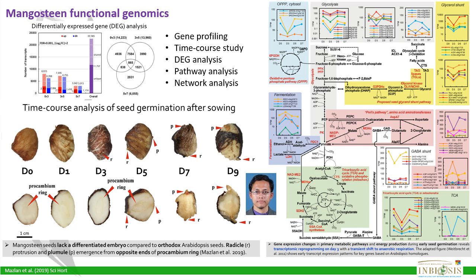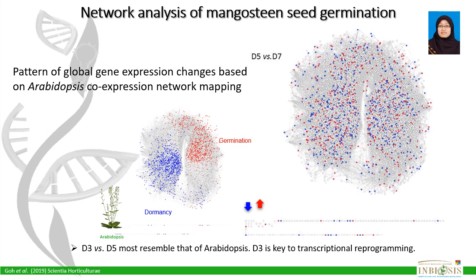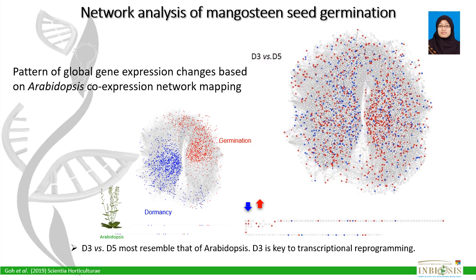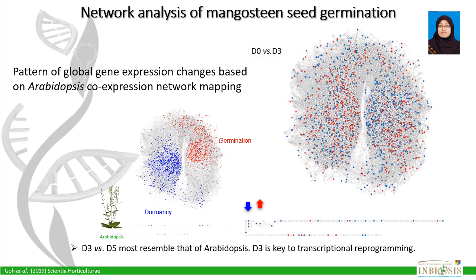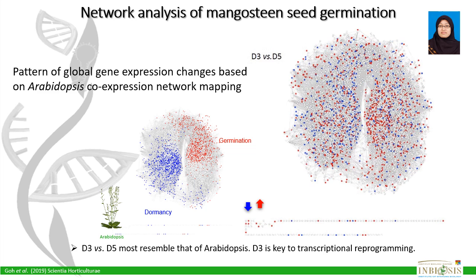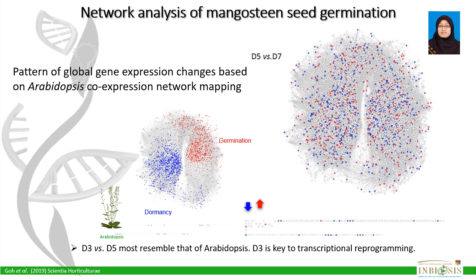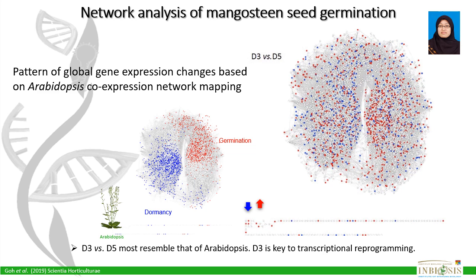We also looked at the metabolism pathway. You can see that there's anaerobic respiration happening on day 3, and this coincides with the shift in the transcriptome. We also performed network analysis of mangosteen using the network constructed from Arabidopsis. Arabidopsis is a model plant that we compare with. The red color represents the genes involved in germination, upregulated, whereas the blue represents those genes upregulated during dormancy.